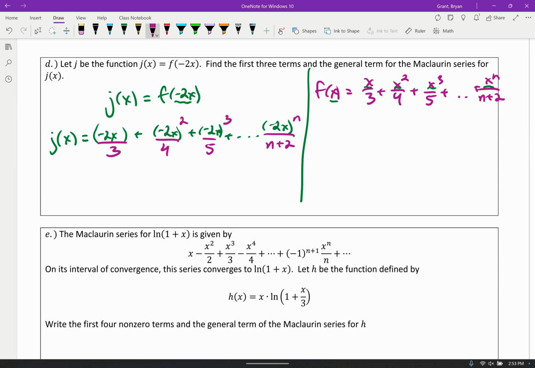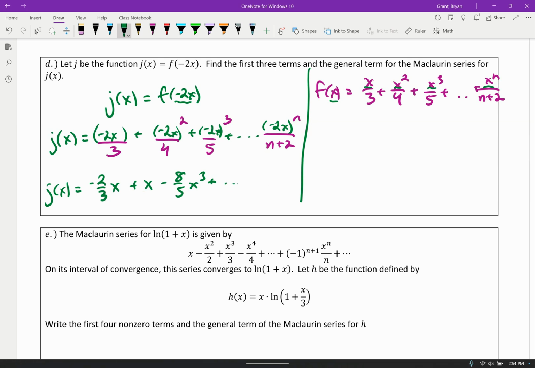I'm going to quickly rewrite this just because it makes me happier, just to pull everything out here where I see negative 2/3 x. Negative 2 squared is 4. 4 over 4 is 1, so that's just x. This is negative 8/5 x cubed. And then I'll clean this up just a little bit too.